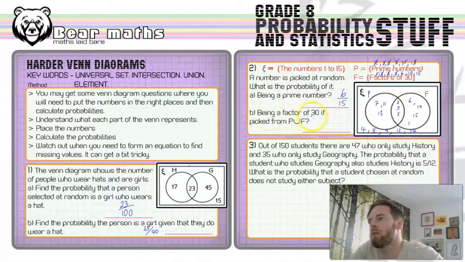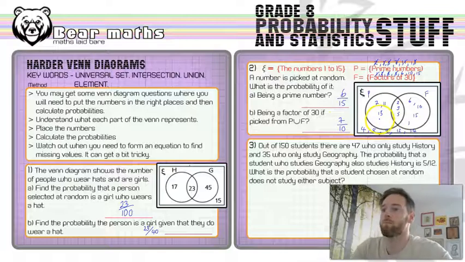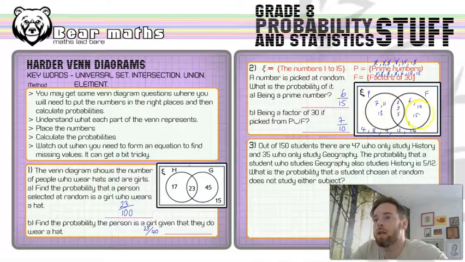Now, what's the probability of it being a factor of 30 if it's picked from P union F? That symbol there represents the word union. Again, watch the previous video to help you understand that a bit better. And that is just a collection of both of these circles, all the elements within these circles. So being a factor of 30, 1, 2, 3, 4, 5, 6, 7 of those out of, well, we just add 7, 8, 9, 10, right? 7/10 is the answer to that question, because the union of P and F is the denominator of our probability answer there. Hope that makes sense.